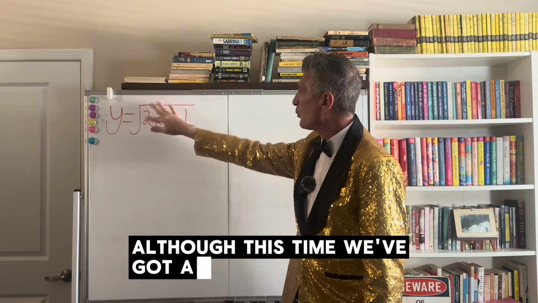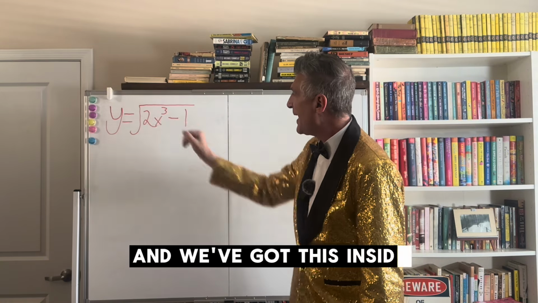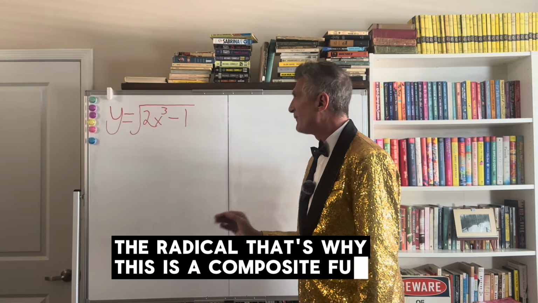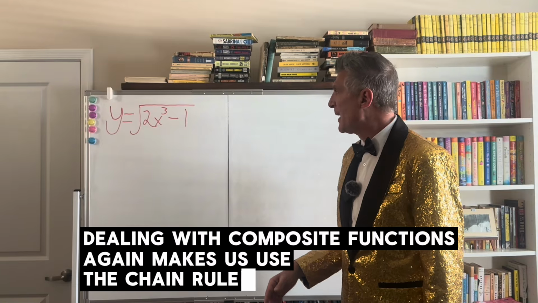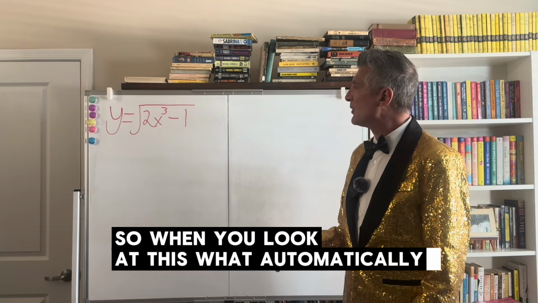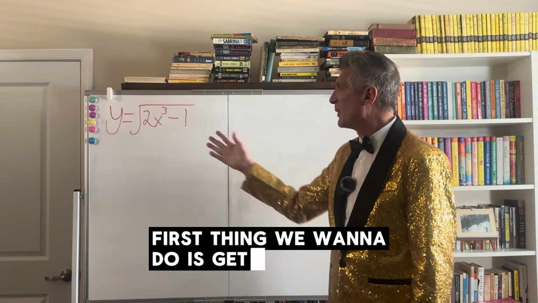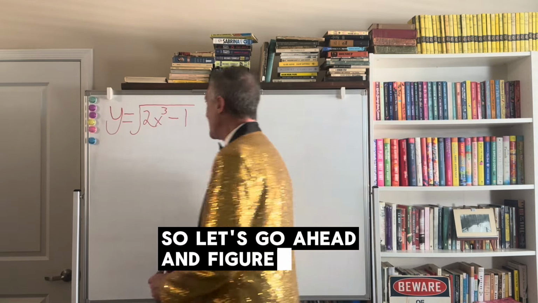Although this time we've got a radical, so I'm not the only radical here. And we've got this inside, or underneath, I should say, the radical. That's why this is a composite function. Dealing with composite functions, again, makes us use the chain rule. So when you look at this, what automatically pops into your head about how to use this chain rule? First thing we want to do is get rid of the radical. You're not getting rid of me, but we can get rid of this one. So let's go ahead and figure out how to do that.